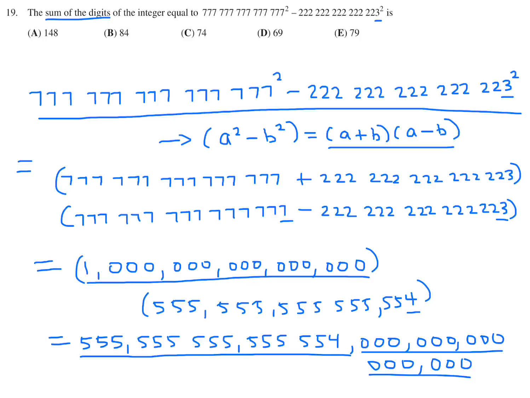Quick way of doing that, how many 5's do you have? 1, 2, 3, 4, 5, 6, 7, 8, 9, 10, 11, 12, 13, 14 5's. So it'll be 14 times 5 plus that lone 4 right there. So that looks like 70 plus 4, which is 74. So that's the sum of the digits of that big long number. So 19 is C.